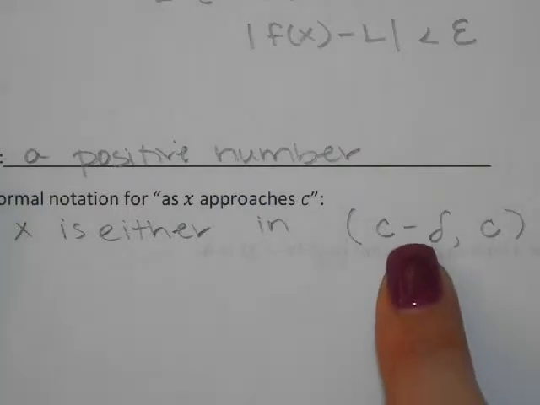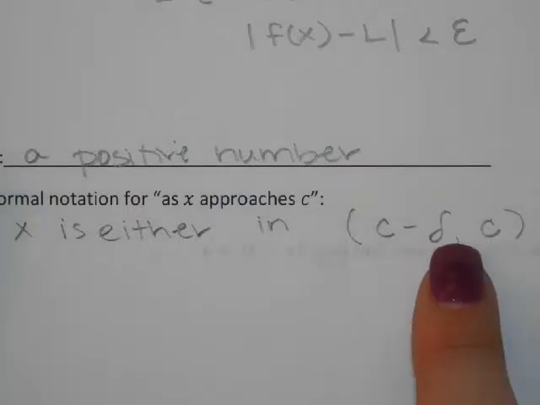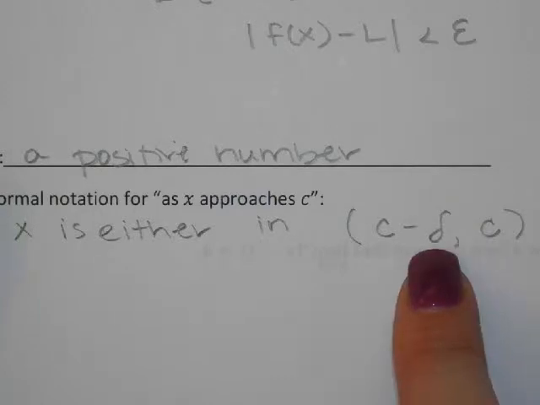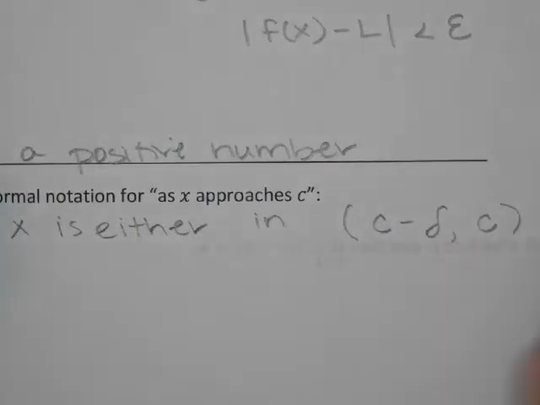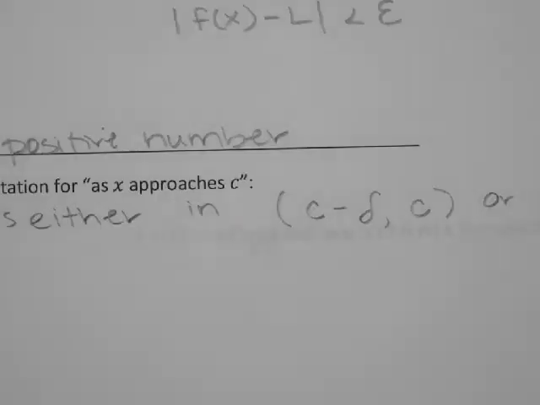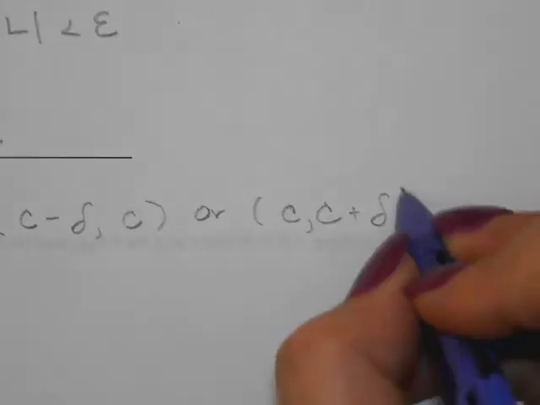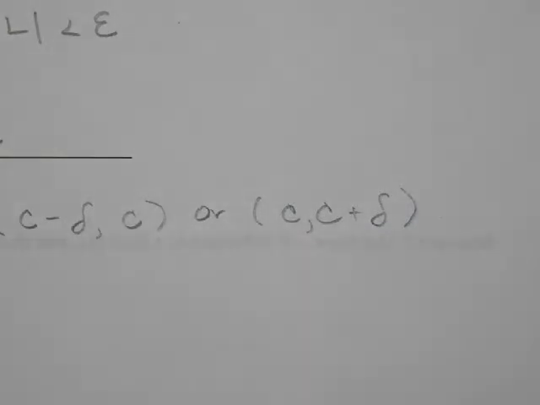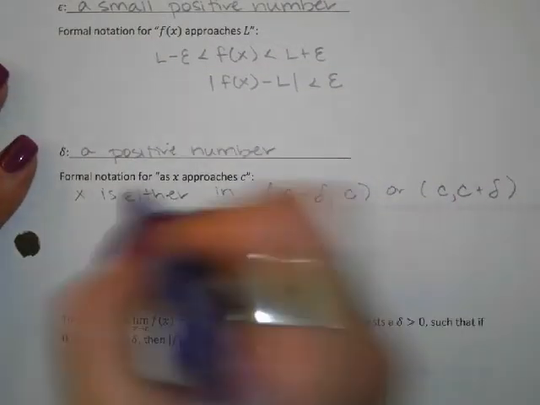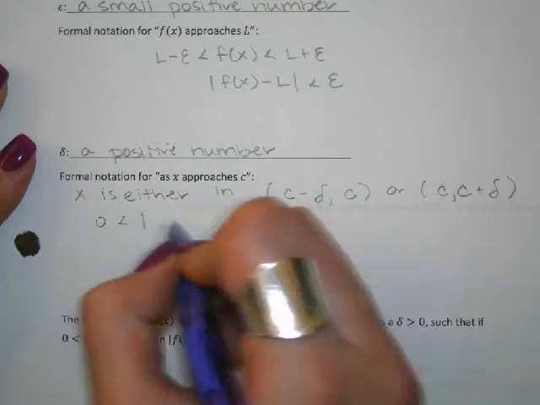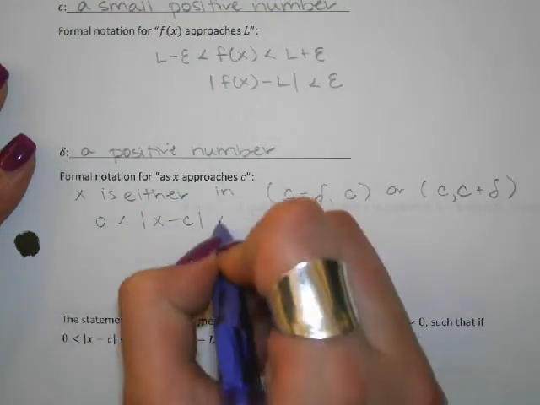So this is saying it could either be like slightly to the left of c. Does that make sense? An x value that's a little bit to the left of c, because c minus delta would be a small number that's like a little bit less than c. Or it could be from c to c plus delta. And so the way that we write that is we say 0 is less than the absolute value of x minus c, which is less than delta.